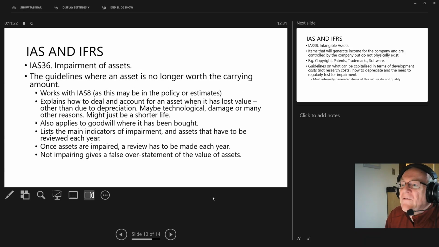IAS 36 is the one purely for impairment of assets, again very descriptive, when it's no longer worth the carrying amount, or previously known as net present value, and still net present value in some exam boards, so the old terminology that should have disappeared off the face of the earth really, but accountants take time. If you were trained in the 1960s, you're probably still using a lot of the original terminology. So it works with IAS 8 because again this is going to be mentioned in the policy or estimates, how to deal with an asset when it's lost value other than depreciation. Depreciation is a normal trading expense, so it doesn't need an international accounting standard. That is IAS 16.